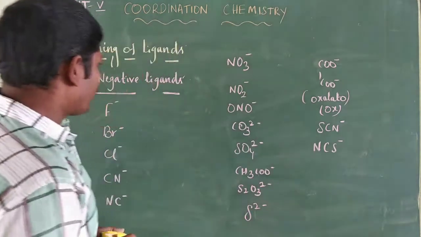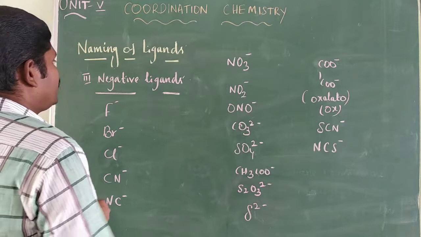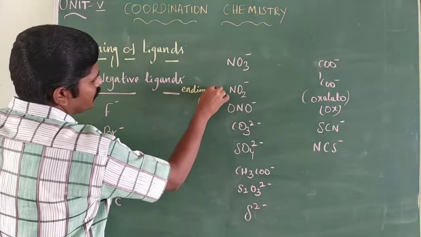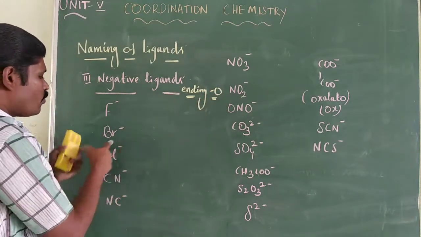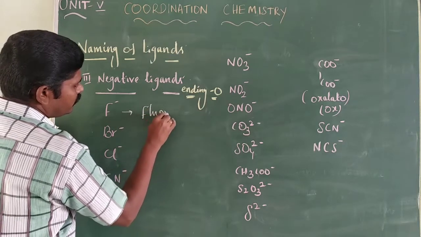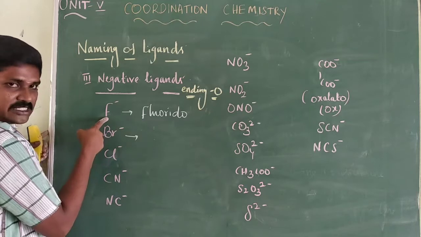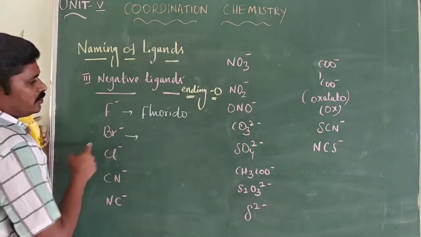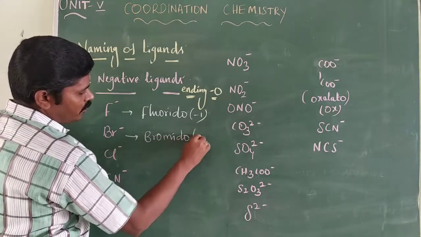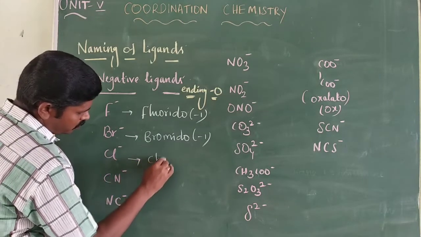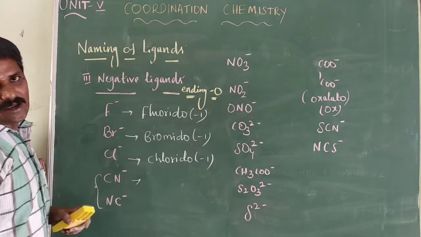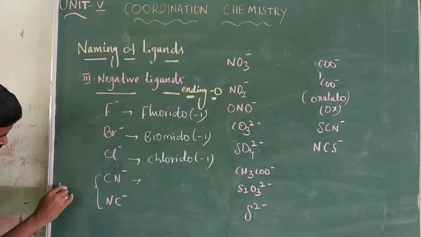Okay, students. The negative ligands are named with the ending O. Fluorido, bromido, chlorido. So ending with O. Fluorido, charge minus 1. Charge is important. Bromido, charge minus 1. Chlorido, charge minus 1. Cyanido: CN minus and NC minus are ambidentate ligands.